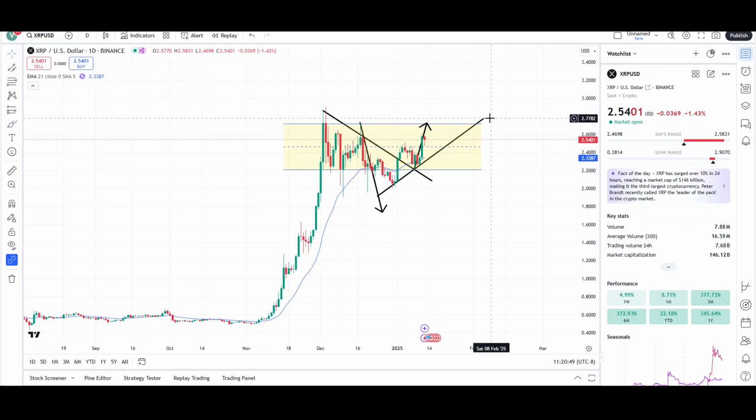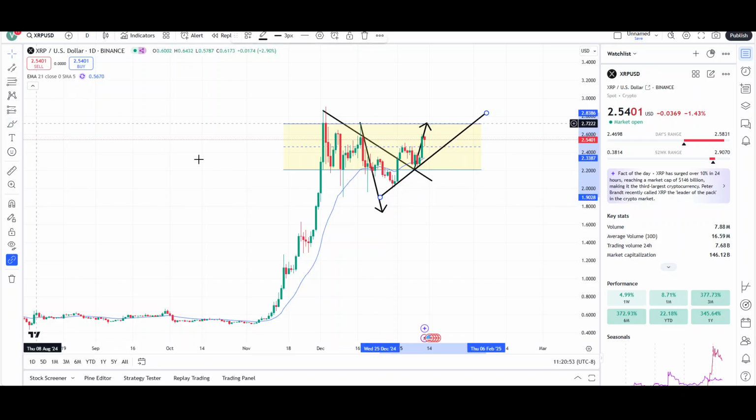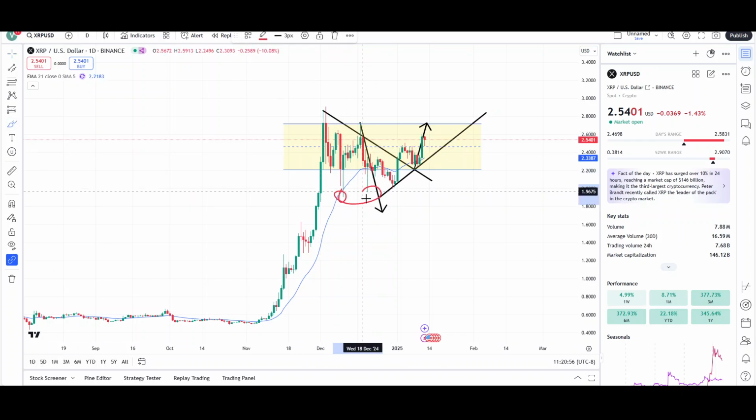Price also is above this bullish trend line right here. We have a higher low. Price made a low right over here. This was a higher low, another higher low, and now we just made another higher low. So we have higher lows forming on the chart. Price is also staying above the EMA, which is a general indicator of an upward trend. So that's a good sign as well.